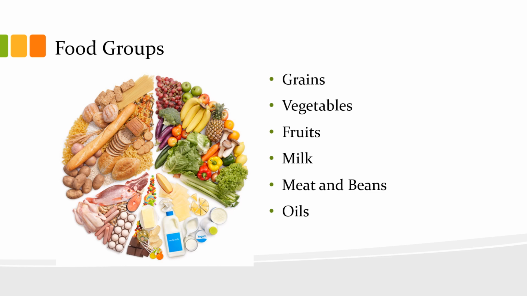Then you have your milk, all right, which we would consider the dairy. That's your yogurt and cheese group, so all milk and milk products. And then you have meat and beans, which we think of as our proteins: poultry, dry beans, nuts, seeds, eggs. And then our last group is oils.